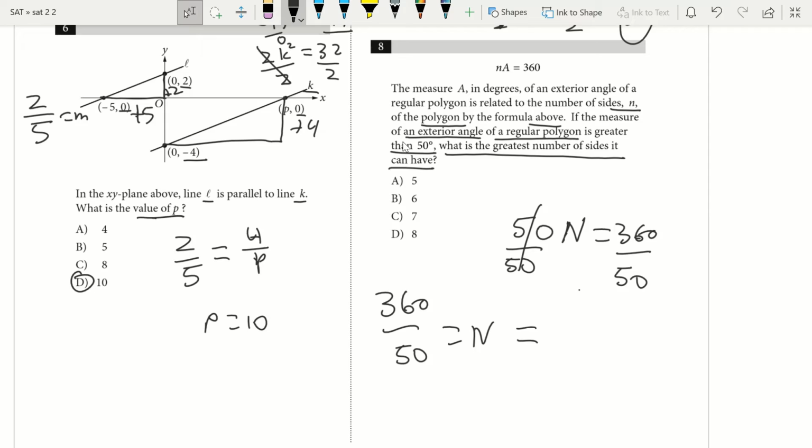So we need the greatest number of sides it can have. So what's the most n can be, right? It's got to be a whole number still. So what's the greatest it can be? Well, 7 times 50 gets us 350, right? But if we were to do 8 times 50, we would be over. We'd be at 400. So the greatest number of sides that it can have is 7.